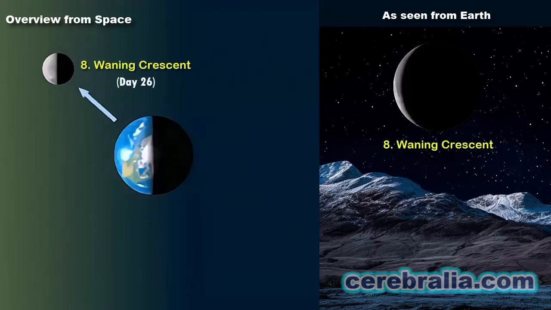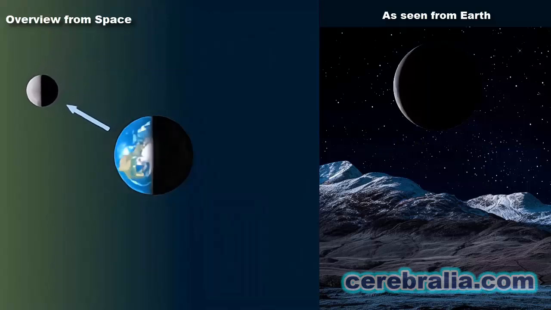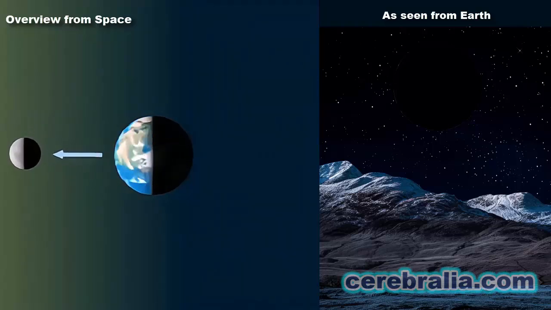The final phase is the waning crescent. In this phase, the Moon shrinks back to a thin crescent. The amount of sunlight reflecting off the Moon decreases until it's lost in the glare of the Sun, becoming the new Moon once again.